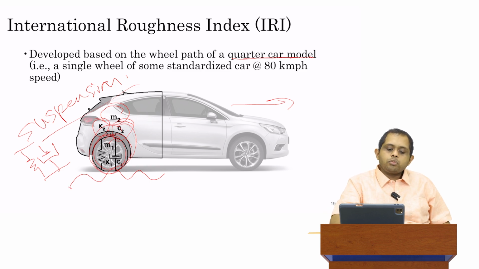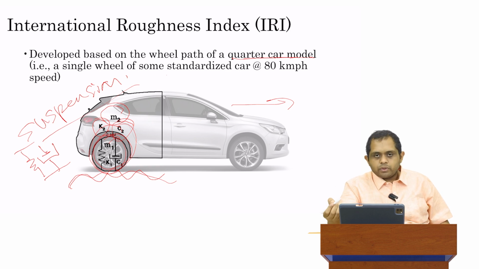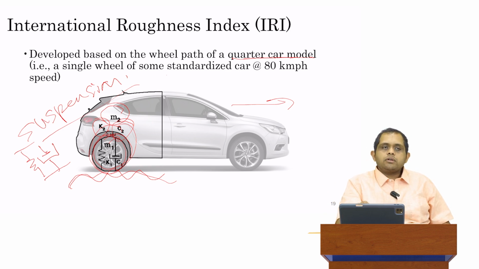So given a certain road profile, we can actually calculate mathematically what is the displacement. Now, obviously, it depends on which car you're talking about. Different cars have different loads, different weights, different types of suspensions. So every car would experience a different amount of total movement of the suspension, which is why the World Bank came up with something called a standardized car.